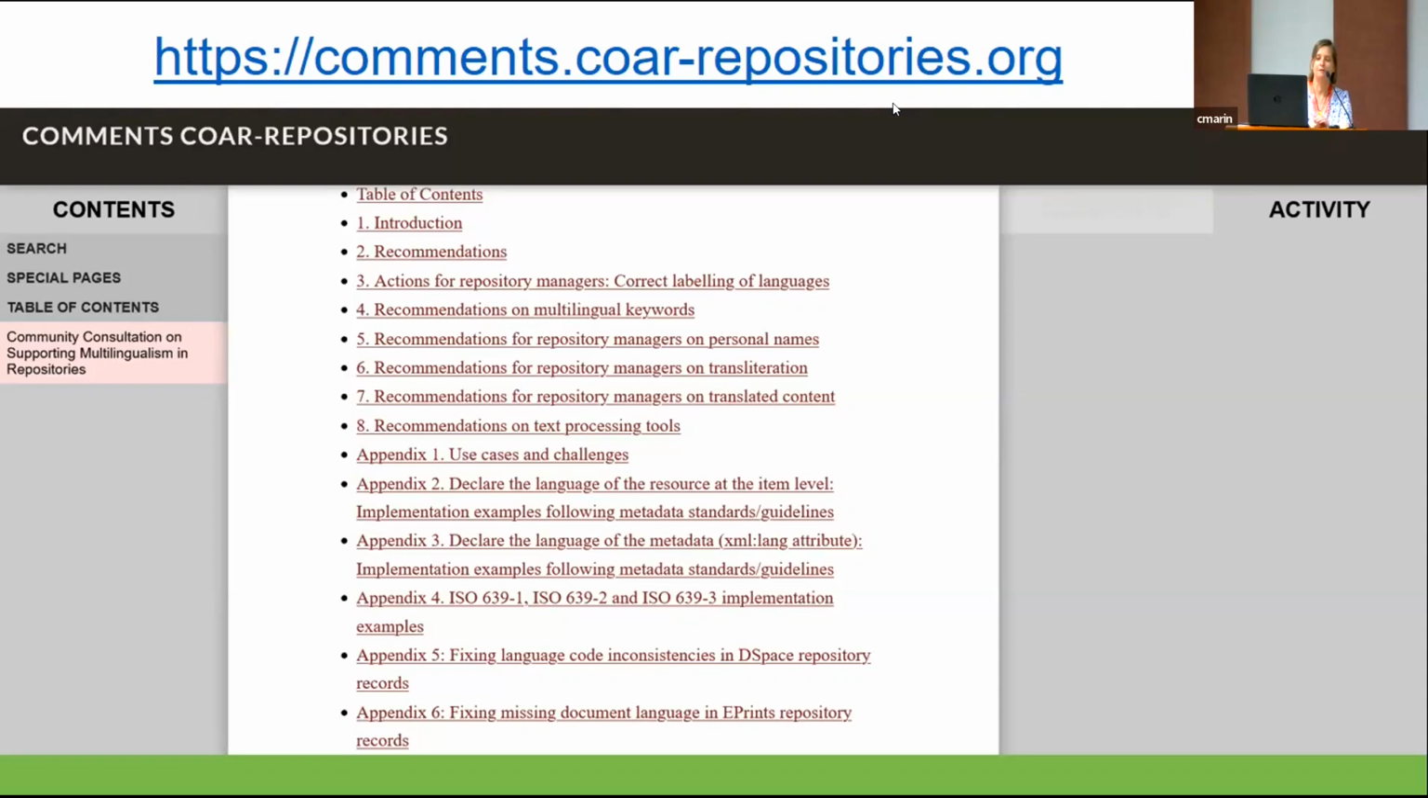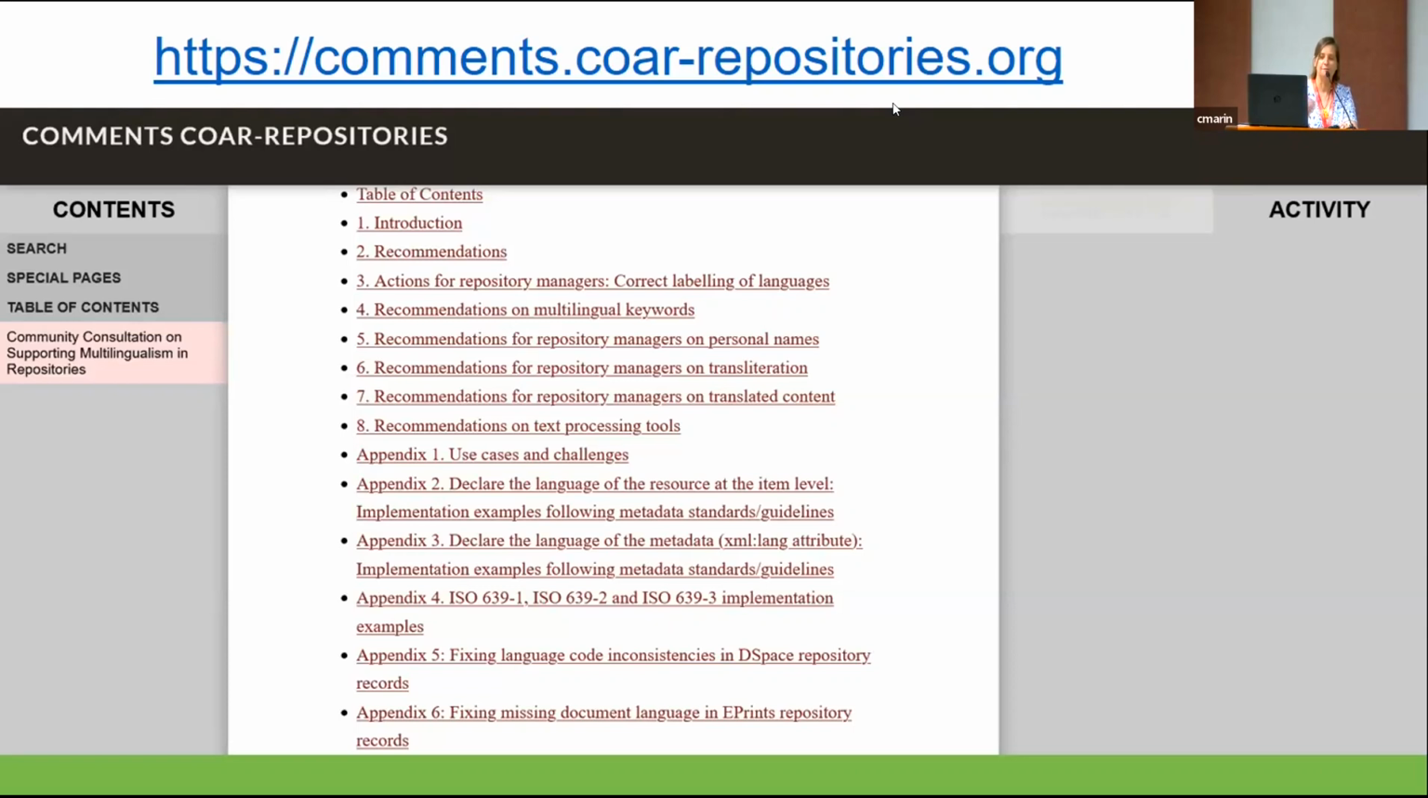And then we have appendixes with specific metadata standards and guidelines, and we have quite a comprehensive list of metadata standards and guidelines already included. But if you use a standard that is not there yet, please tell us and we'll include it. So we have really specific examples of how language would be declared on the resource level, or item level, metadata level, etc. We have a little bit more about these different ISO standards, because that's often a question. And then we have two suggestions on how language code inconsistencies could be fixed in ePrints and DSpace. And if you know how those issues could be fixed in other software platforms, please also talk to us.